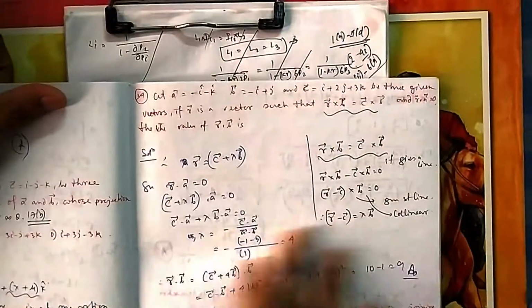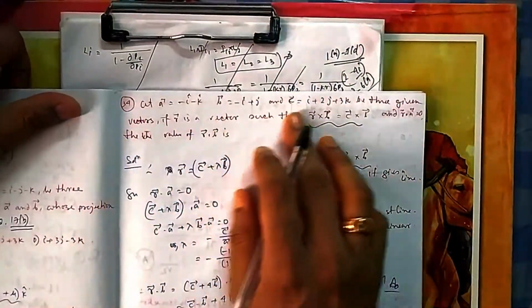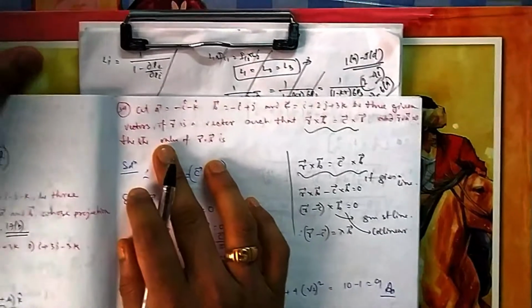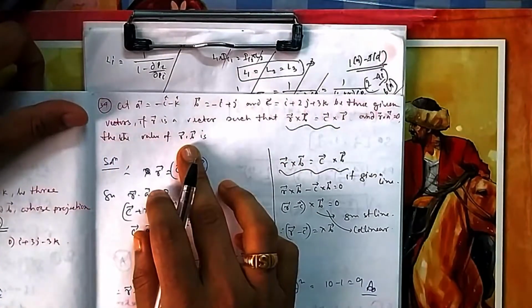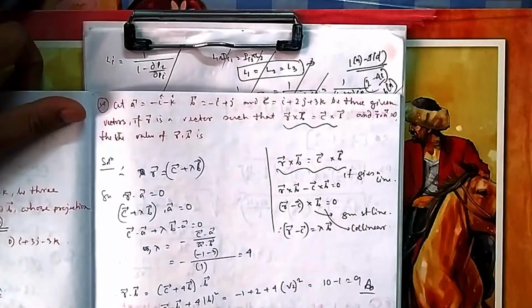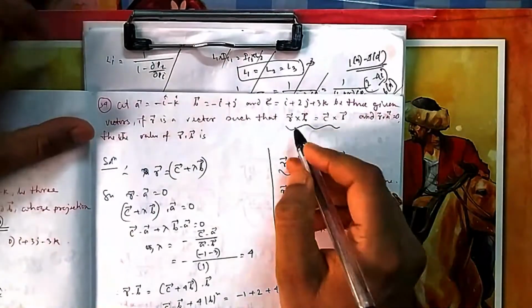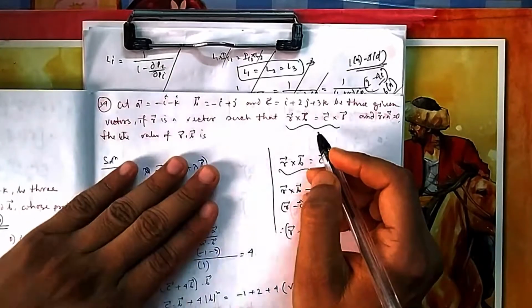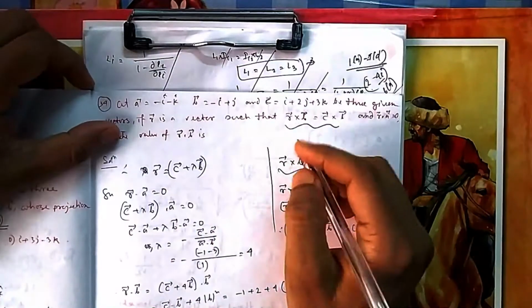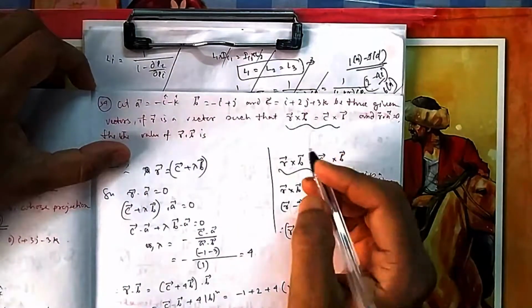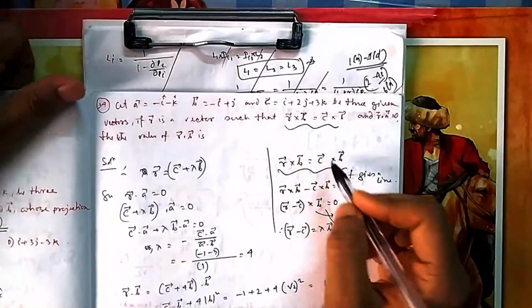Now if you come to 34: let A, B, C be three given vectors and R is a vector such that this relation is given and R dot A is given. Then find the value of R dot B. So start with this one, what is given to you? Because you have not studied straight line in 3D, just see this one. Those who have studied straight line will directly write this one as this. But okay, you can write it like this.